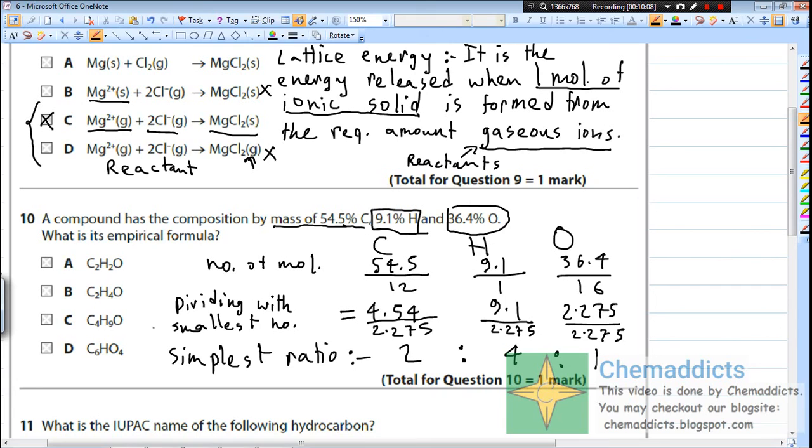So let us match this. The expected empirical formula for this compound should be C2H4O. So let's look out for the option. Look out for the answer. So here B is the answer. We should choose B.